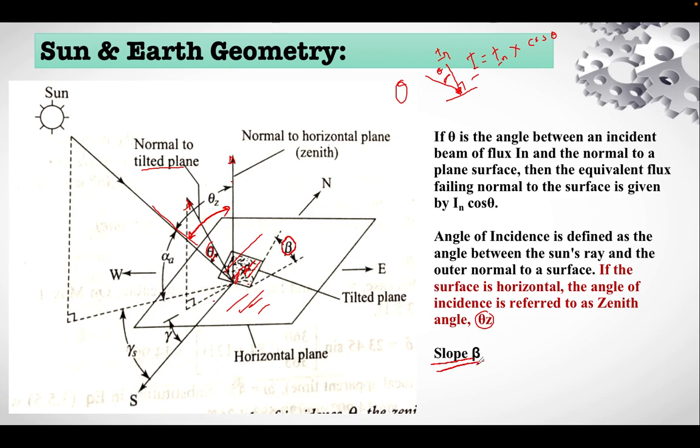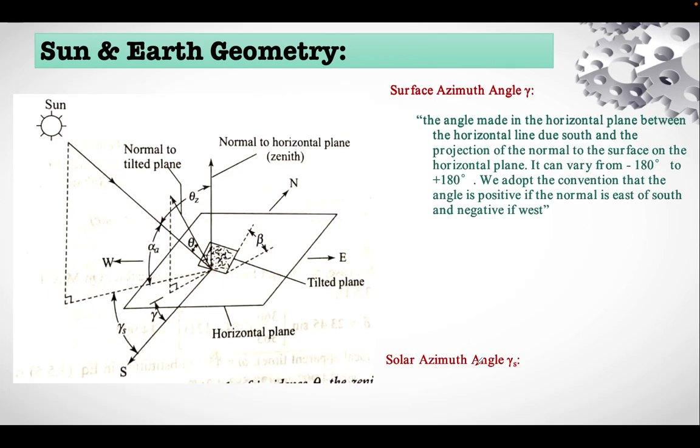It is called the slope of the surface. Now another important angle is the surface azimuth angle, denoted by gamma. The surface azimuth angle is the angle made by the projection of the normal on the horizontal plane with the line due south, meaning the line extended towards the south direction. This angle between the projection of the surface normal on the horizontal plane and the line due south is known as the surface azimuth angle.